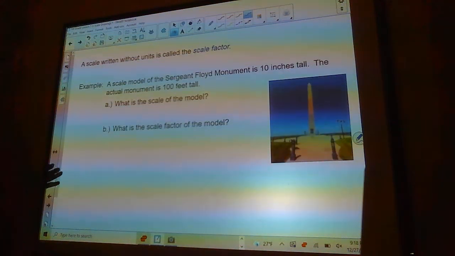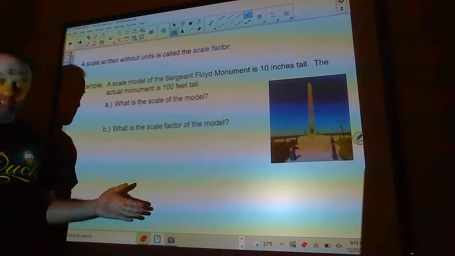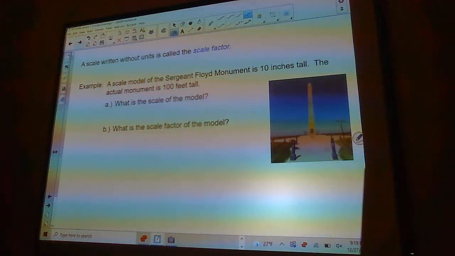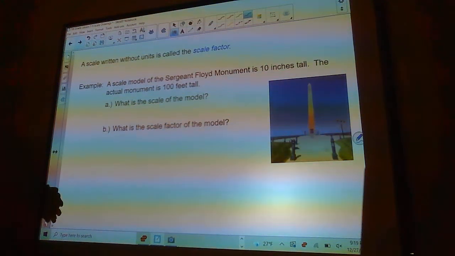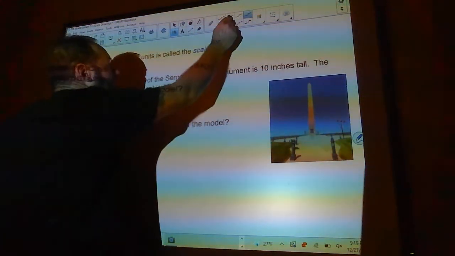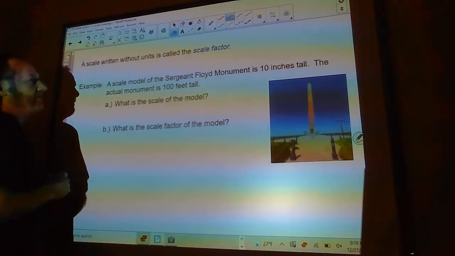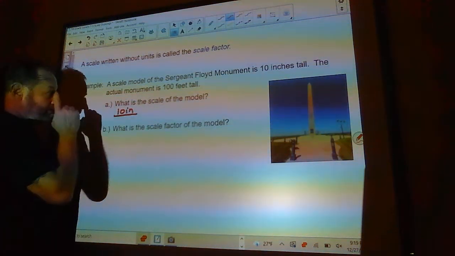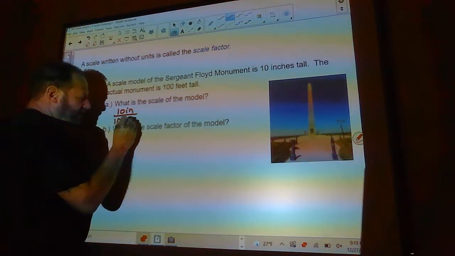All right, a scale written without units is called a scale factor. So what happens is if I have a fraction where the units are the same on the top as the bottom, those units will cancel out, and I will be left with just a number, and that's called the scale factor. So the scale model of Sergeant Floyd Monument is 10 inches tall. The actual monument is 100 feet tall. What is the scale of the model? Okay, so the scale of the model is going to be 10 inches to 100 feet.